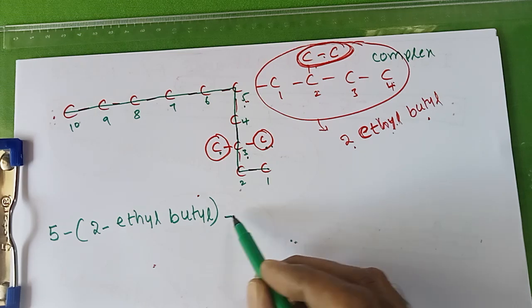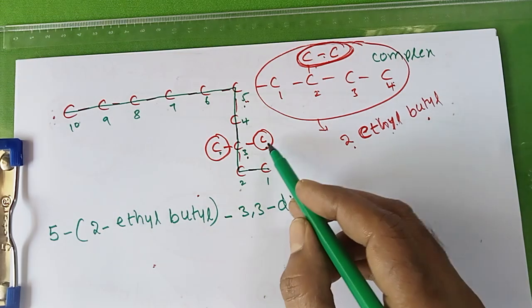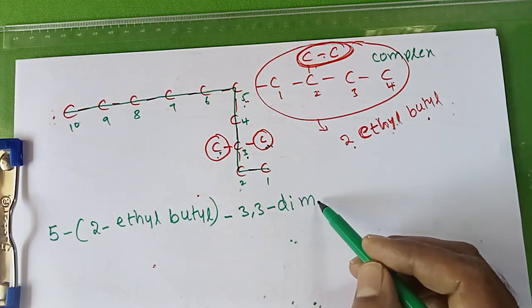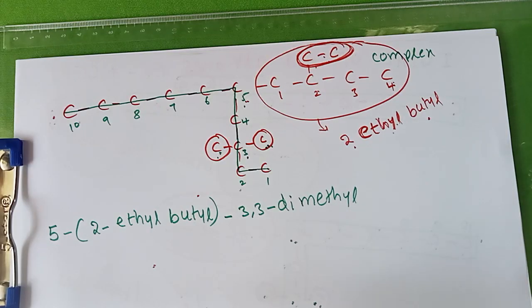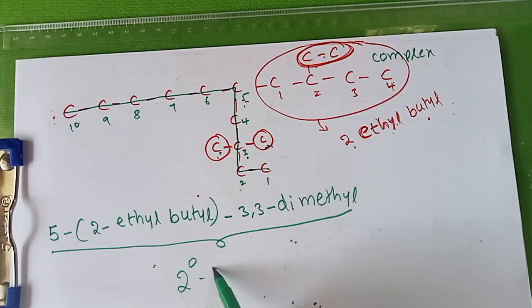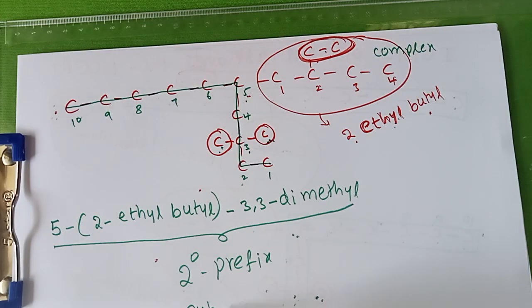These are the simple ones. At which carbon? Third carbon. So 3, 3-di. This name is methyl, this name is also methyl, a 1 carbon alkyl group. So dimethyl. What is this total up to here? It is a secondary prefix. And we know that secondary prefix is for substituents only.